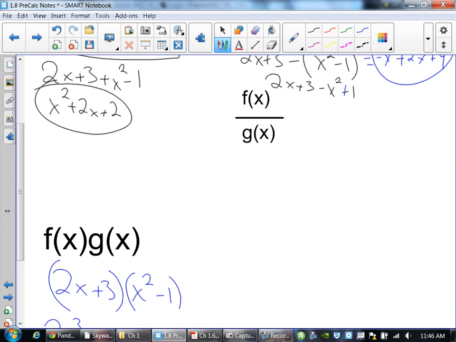Here we had 2x plus 3 divided by x squared minus 1. In this case, there's nothing I can do. Do you remember the reason why there's nothing I can do here? Let's see if you know this one. Right, I can't cancel anything out of the expression because of the addition. I can't simplify anything with the addition.